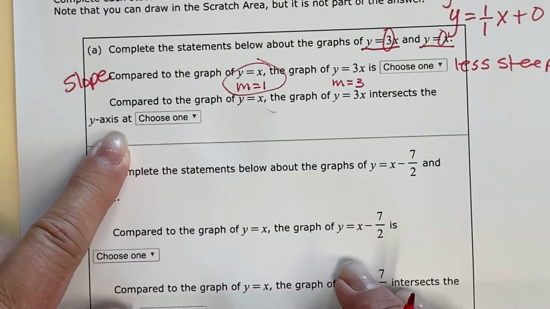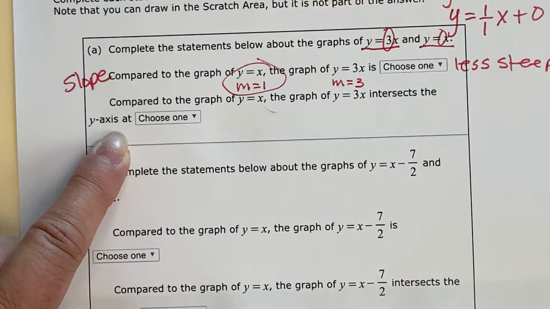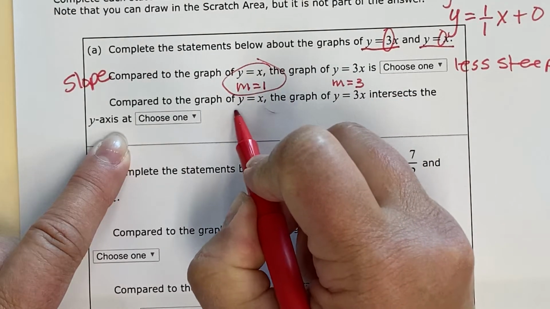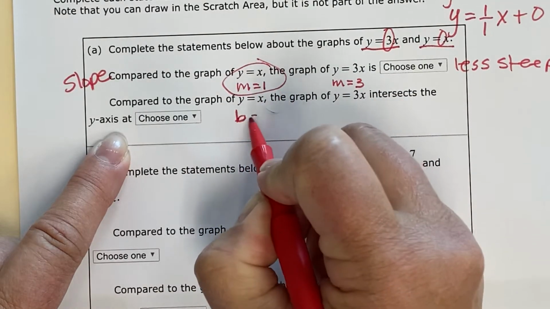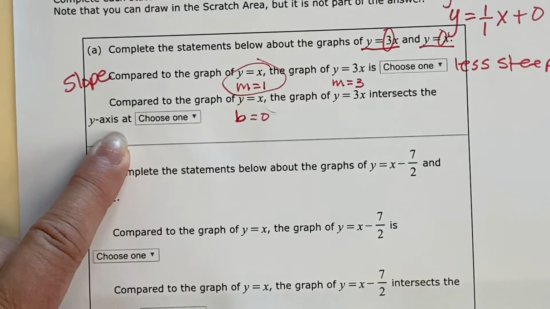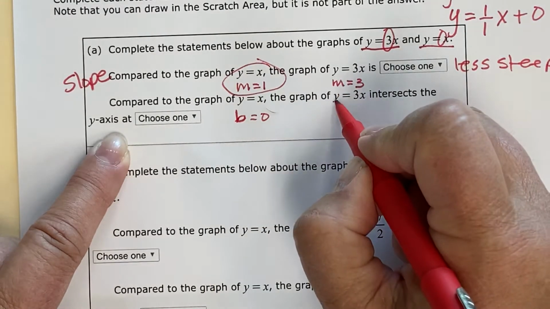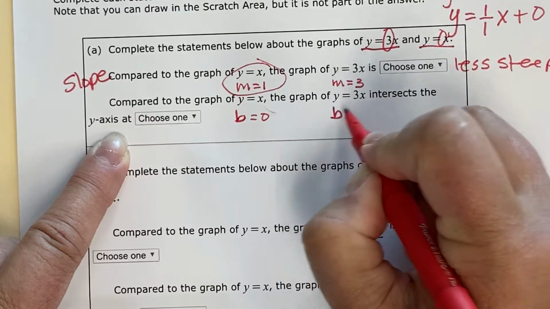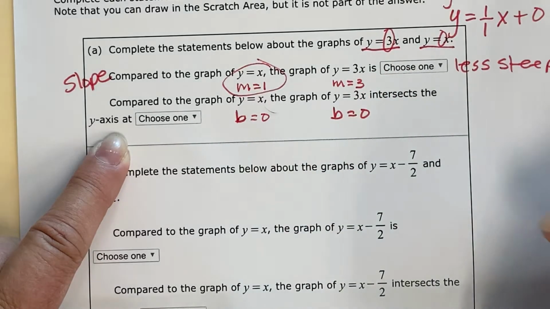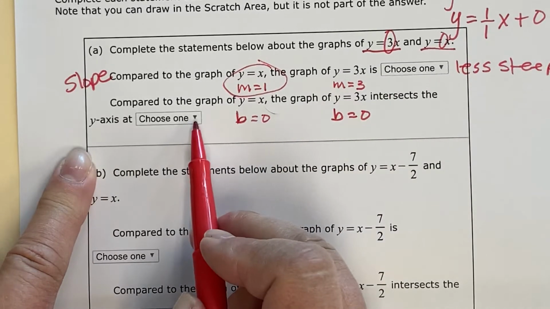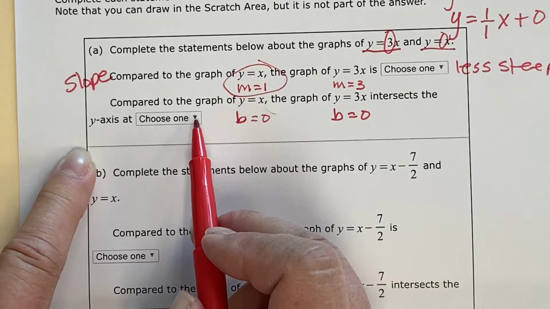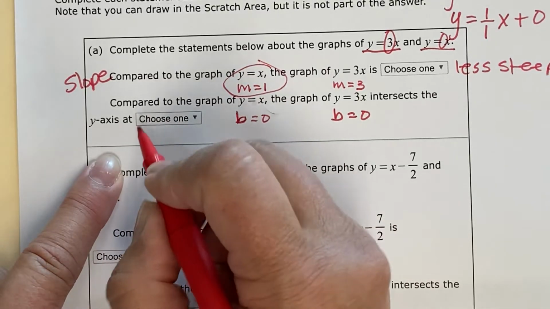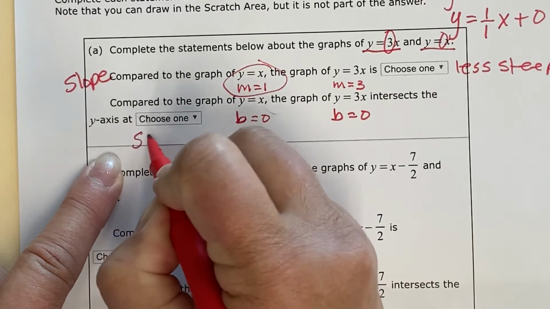Then they're going to ask you to compare the y-intercepts. So this one, y equals x, the intercept, which they haven't written on there, is just 0. And this one, y equals 3x, the intercept's not written on there because it's also 0. So when you do this drop-down menu, I think one of the choices is going to be intersects at the same spot.